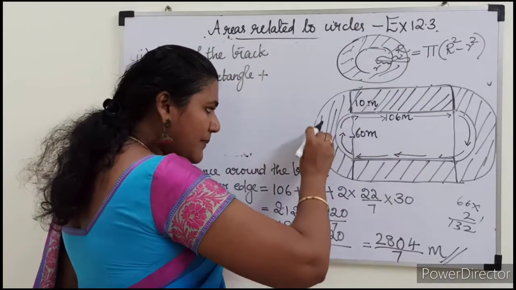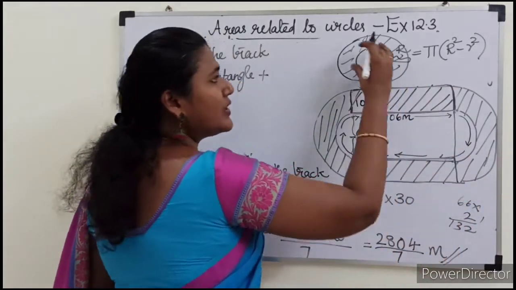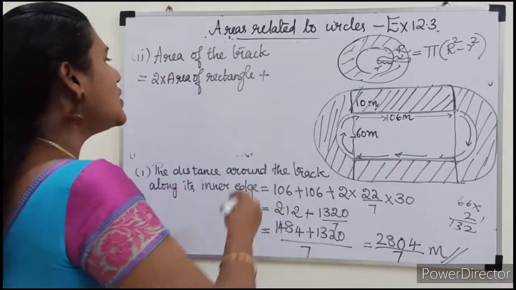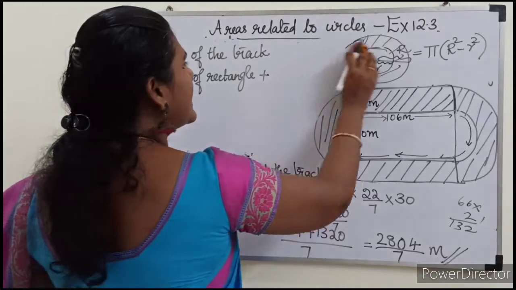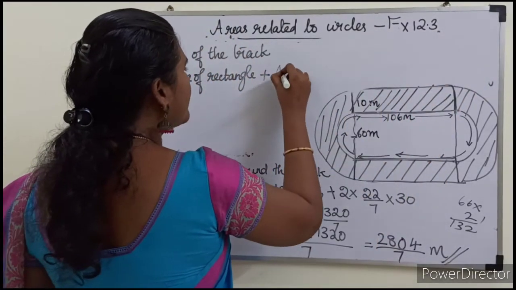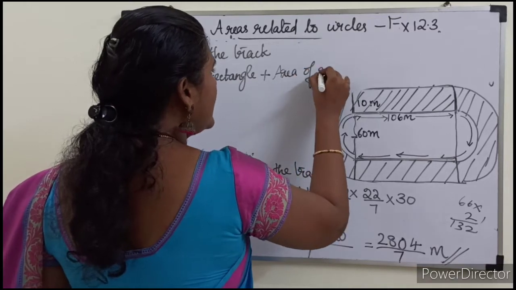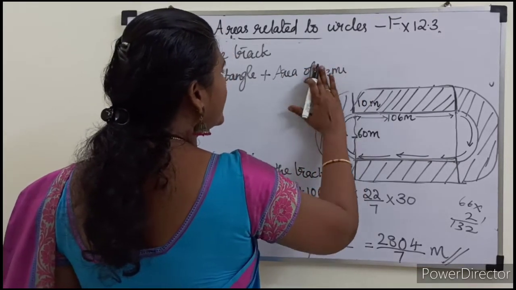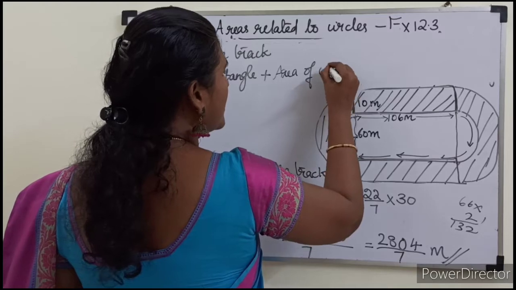So if these semicircular regions we join together, we are getting a circular ring. So we will add that also. That is, we have a circular ring. So area of the circular ring.